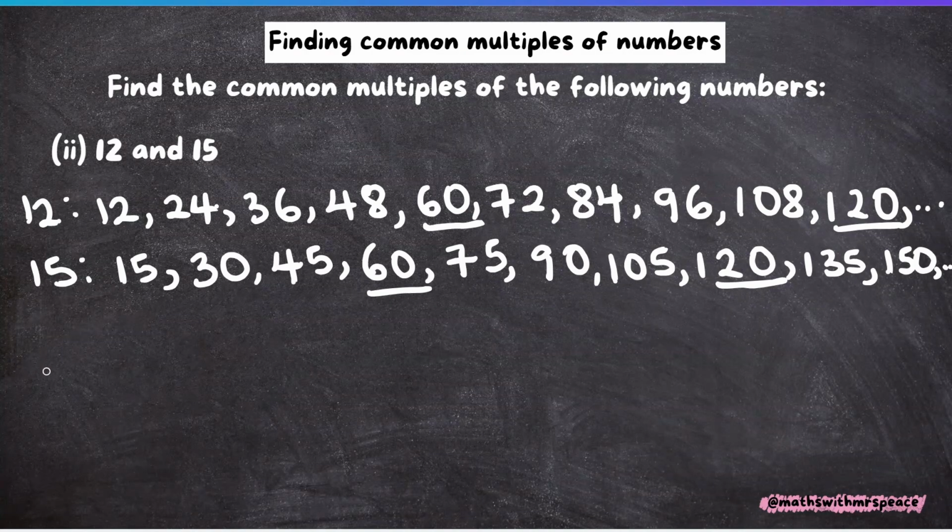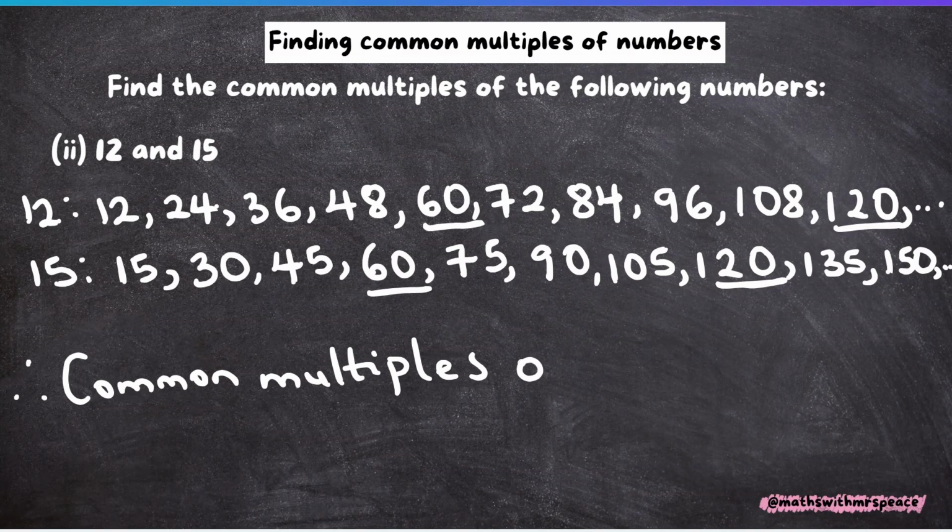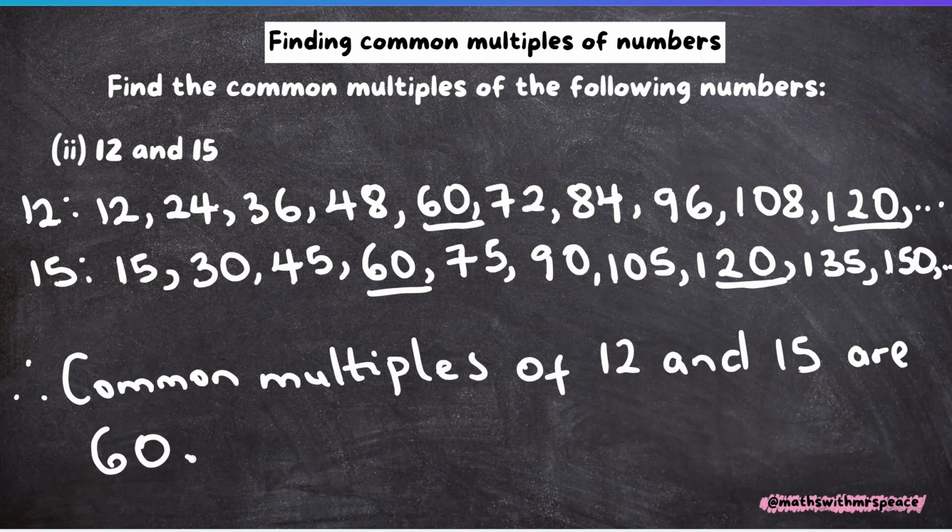So as always, we're going to say, so therefore, common multiples of 12 and 15 are 60, 120, and so on and so forth.